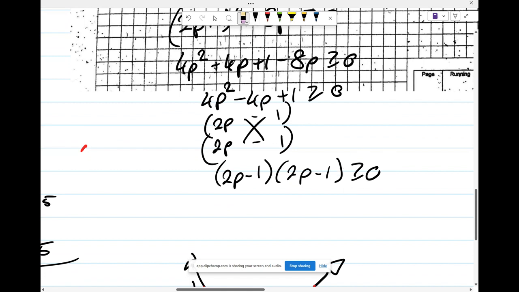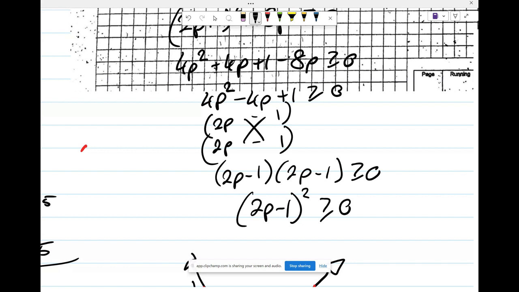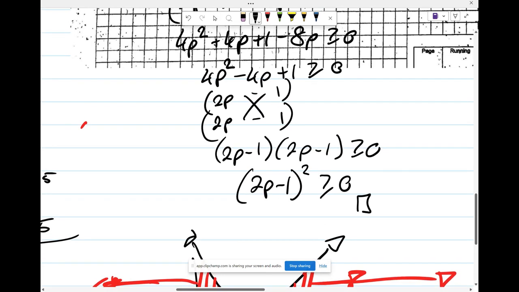Now, we still need to prove that it's greater than or equal to 0. We can't just leave it here. Because p could be anything, we need to prove that this multiplied together is greater than or equal to 0. How are we going to do that? Well, a way to rewrite this is just itself squared. Anything multiplied by itself is just squared, and we know anything squared is positive. And 0 squared is obviously equal to 0, so that is why it's greater than or equal to 0. And so that is your whole proof done.